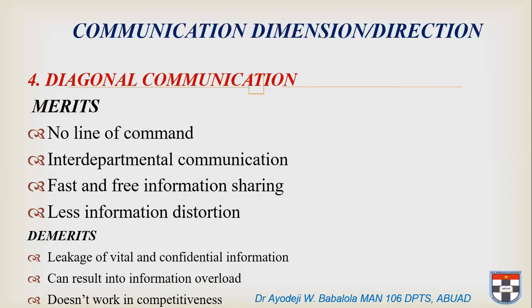The demerit is leakage of vital and confidential information. It can result in information overload, and it doesn't work in a competitive environment. In other words, if the sales department is competing with the quality control department, let's say, it will be difficult to have diagonal communication between the head of quality control and a staff of the sales department, if departments want to keep to themselves and so on.